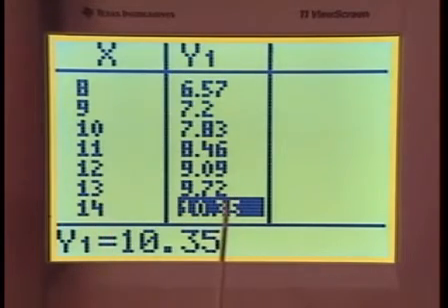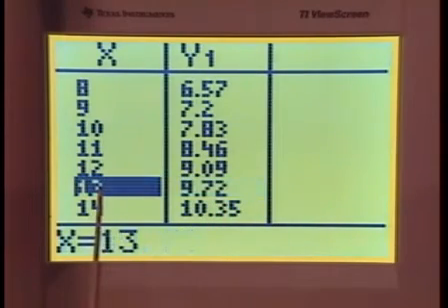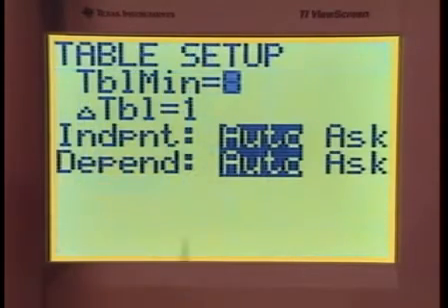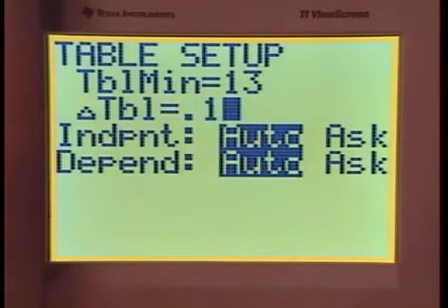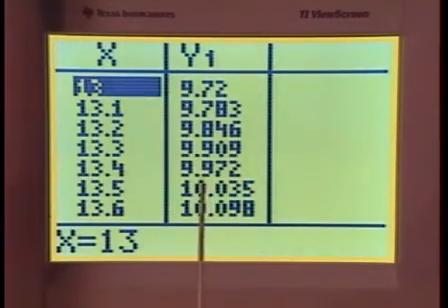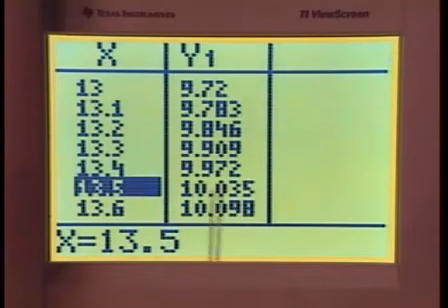We could refine this: start at 13, go back to table set, and make increments of 0.1. We would be refining our table. We then go back to the table, and now you would be able to find 10 a bit better, and here we are. Actually, this one is probably better, 10.035, very close to 10, and it's 13.5. And again, you could keep on refining this as much as you wanted.